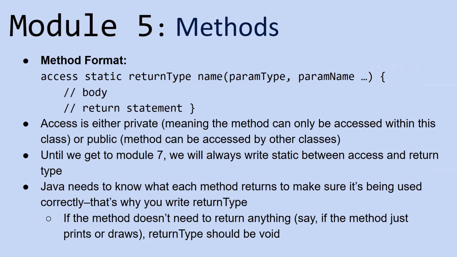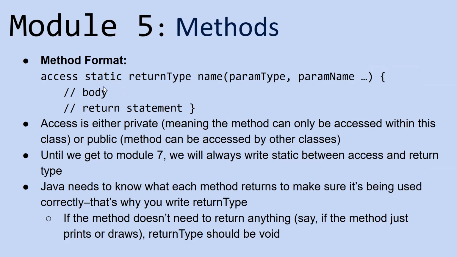You can also get a few more details in the methods recitation, but basically, first part, access is either private, which means the method can only be accessed within its class, or public, meaning the method can be accessed by any other class. And then until we get to module 7, this next part, static, we will always write static between access and return type.